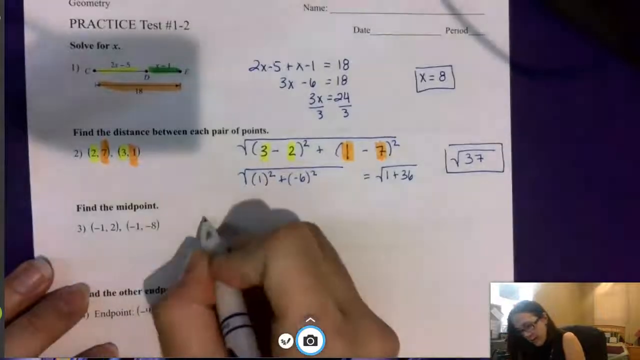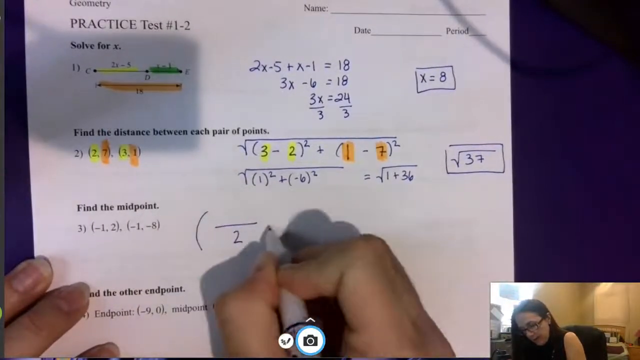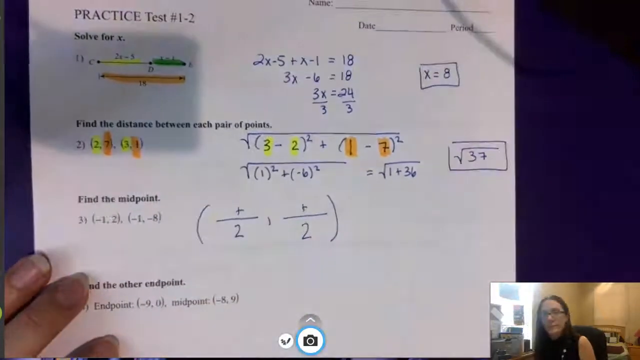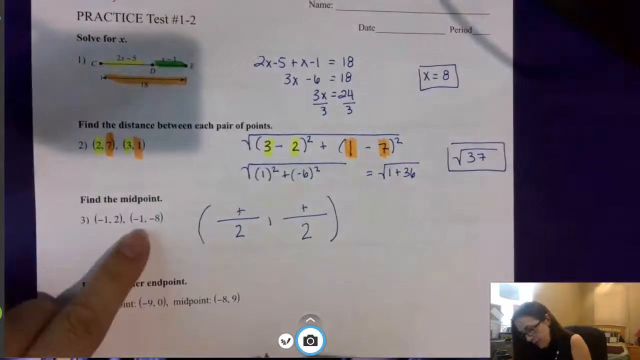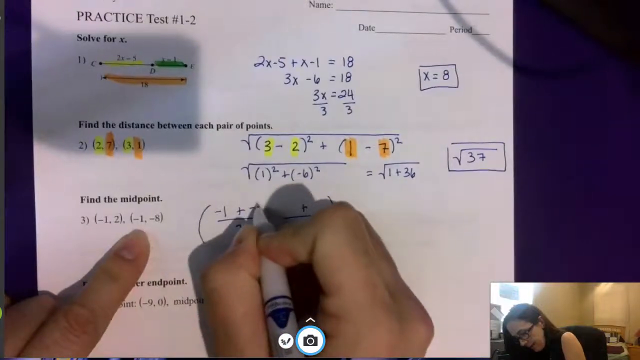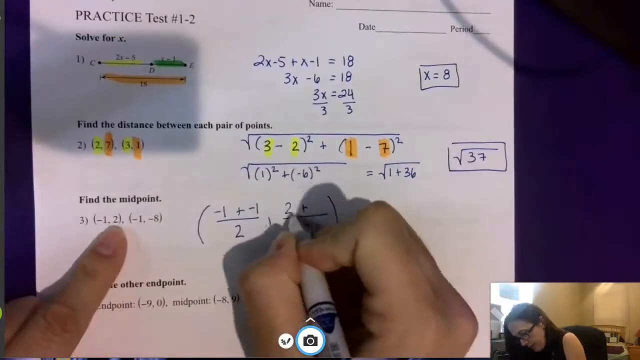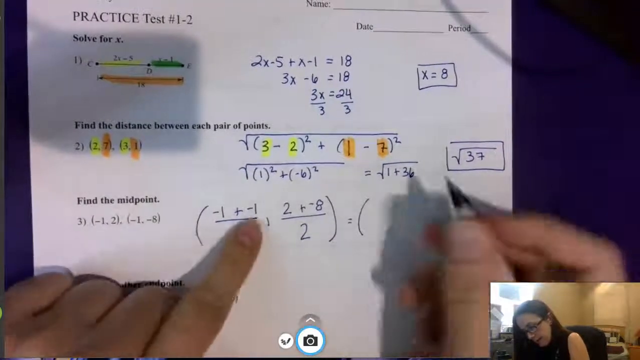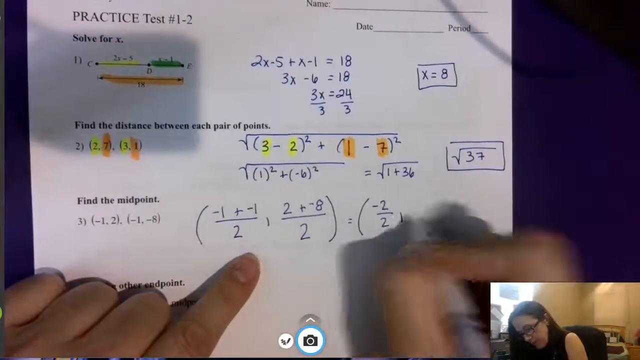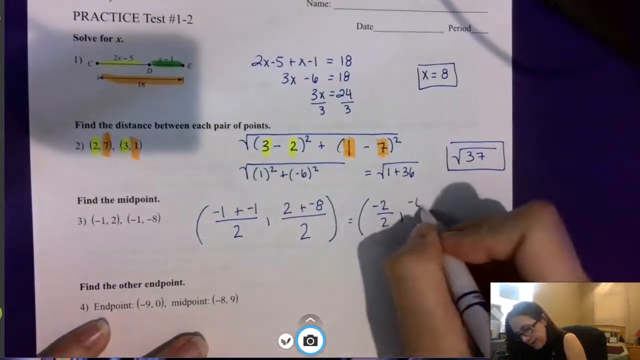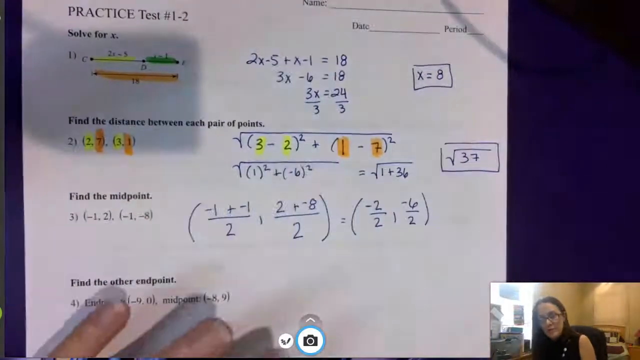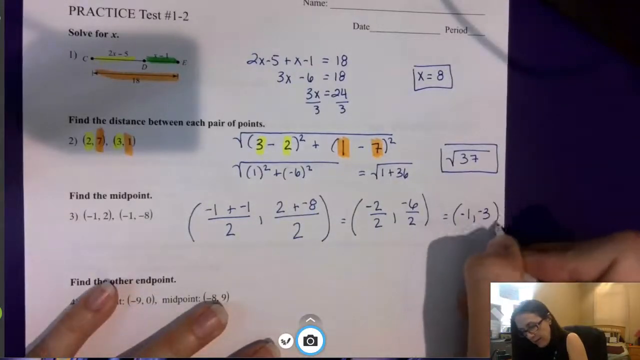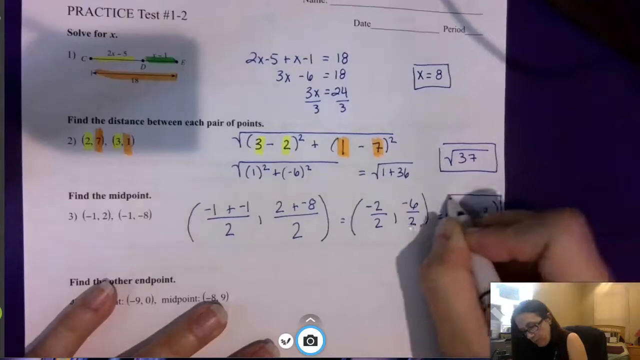Find the midpoint. The midpoint is where you add the x's and divide by 2. Add the y's and divide by 2. So my x's are negative 1 and negative 1. Negative 1 plus negative 1, and then 2 plus negative 8. Negative 1 plus negative 1 is negative 2 over 2. 2 plus negative 8 is negative 6 over 2. Both of those can be simplified. So my final answer here is going to be negative 1, negative 3. And this would be my midpoint.